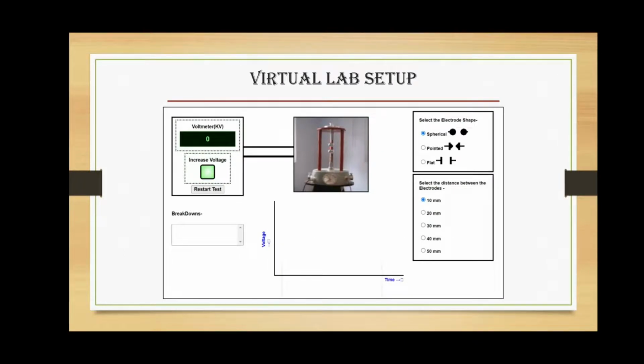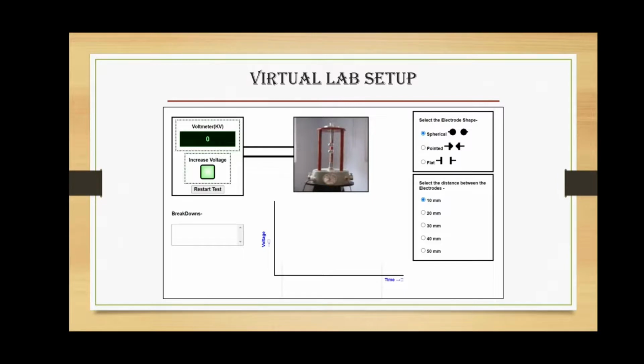Now the virtual lab setup is given below. It's quite simple. Here we can see the voltmeter, and we have the option to increase the voltage. Here we can also select two different electrodes like spherical, pointed and flat. Then we can select the initial distance as well, 10 millimeter, 20 millimeter, 30 millimeter, etc. We have to keep it maximum, and it must be taken according to the breakdown voltage expected.